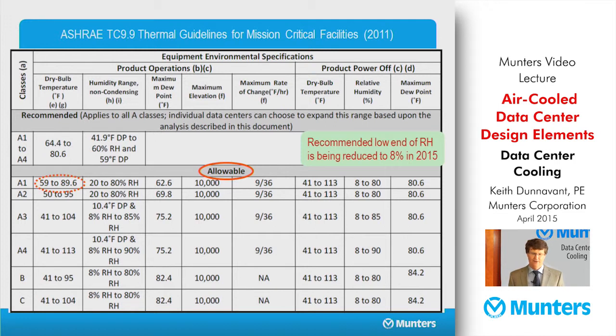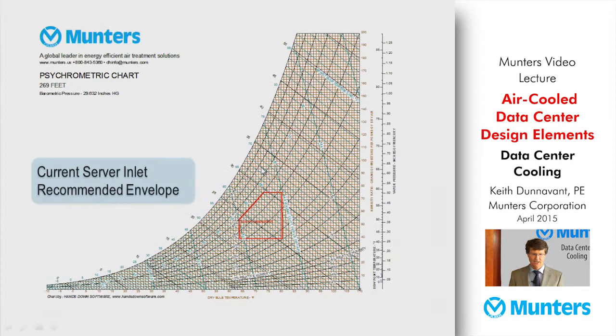Next, ASHRAE has the allowable limits for the air conditions fed to the servers. Here you see the minimum allowable is 59 Fahrenheit and the maximum is 89.6. This is allowed. You can operate your data center with these conditions. On relative humidity, 20 to 80% is the allowable range, and of course, that's going to be changing down to the 8%. And then you have a maximum dew point of 62.6 allowed for Class A1 servers.